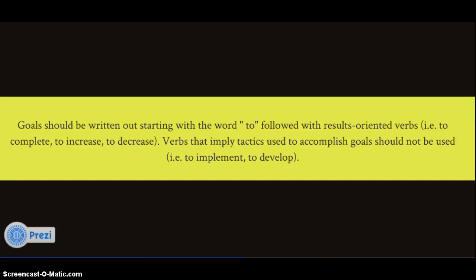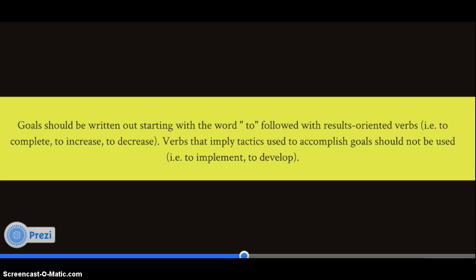Goals should be written out starting with the word to, followed with results-oriented verbs. For example, to complete, to increase, to decrease. Verbs that imply tactics used for accomplishing goals should not be used. Some of these verbs would be to implement or to develop.